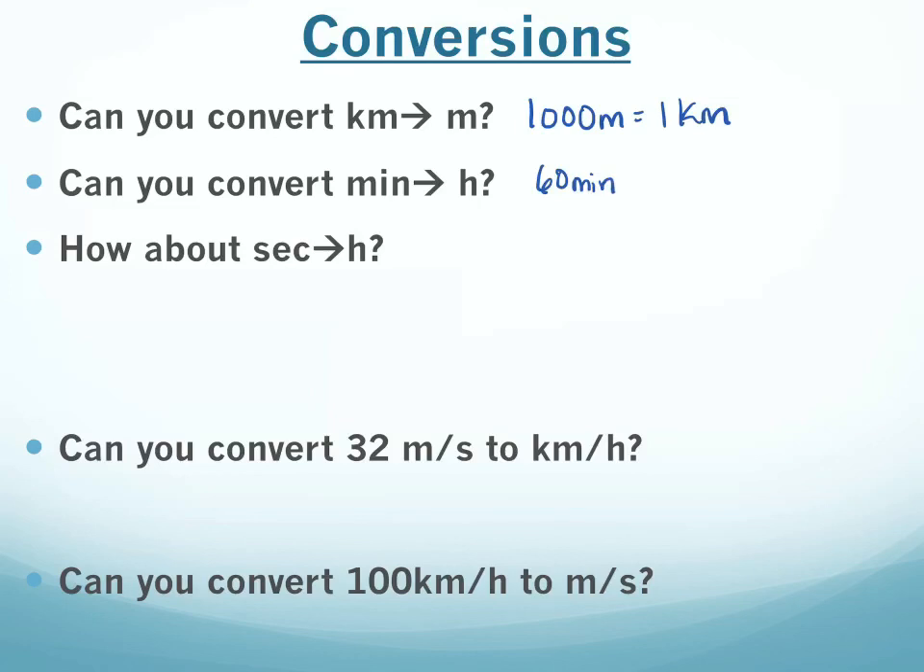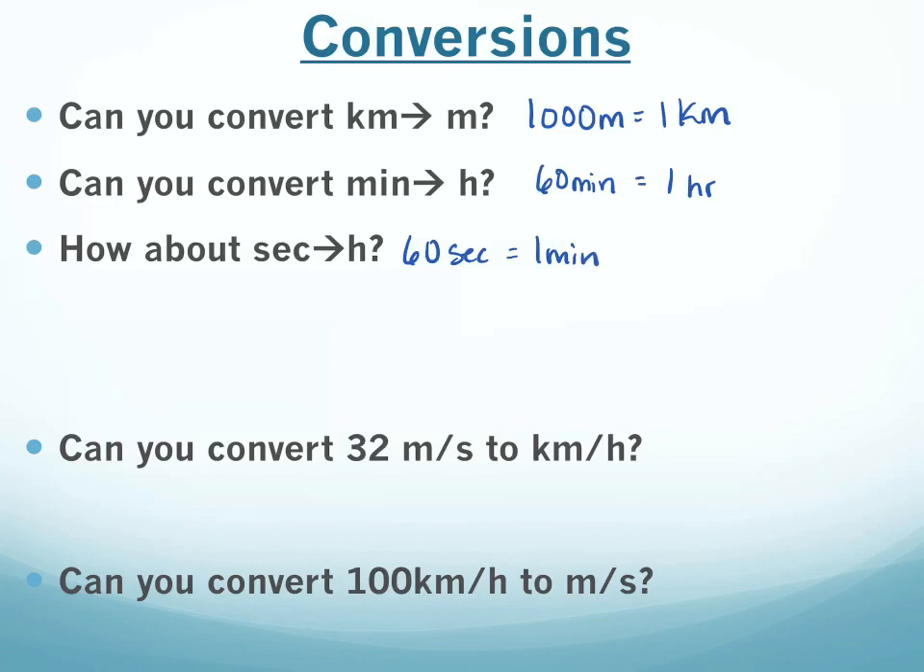Minutes to hours. Well, what do you need to know? You need to know that there's 60 minutes in 1 hour, right? So if I have 120 minutes, that's 2 hours. If I have 90 minutes, that's 1.5 hours. It's an hour and a half, right? What about seconds to hours? Well, there's 60 seconds in 1 minute, and then there's 60 minutes in 1 hour. So guess how we get seconds to hours?